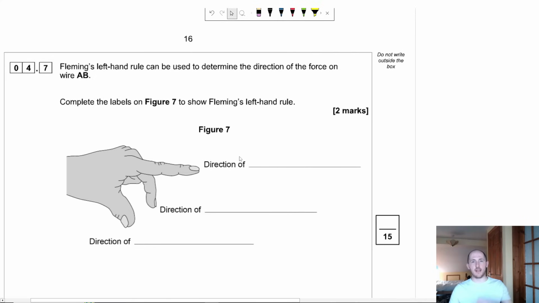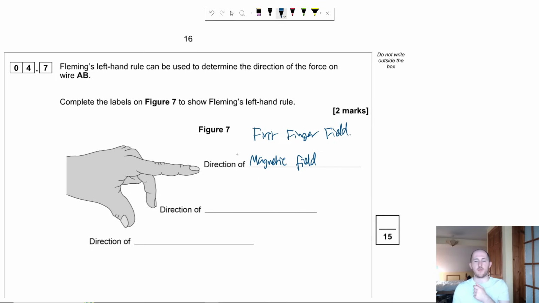So what I do is I think of what the fingers are called. So I'm going to try and show all of my fingers. This is called my first finger. First finger field. So it's the direction of the field. What kind of field is it though? It's a magnetic field. So again, first finger field. That's how I remember that one.